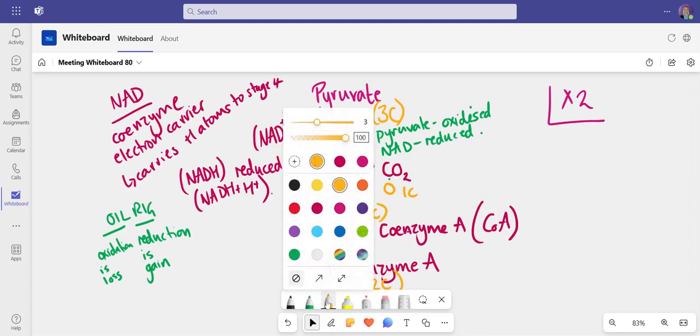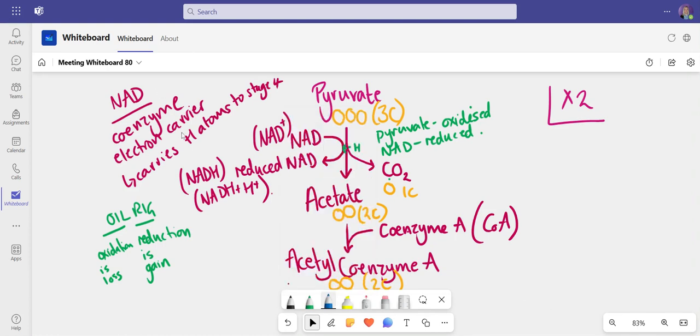Okay, a little bit more language about how we can describe it. When we produce the molecule of carbon dioxide just here, you can say here that the pyruvate is decarboxylated. Decarboxylated means that carbon is removed, okay? So it's lost a carbon.